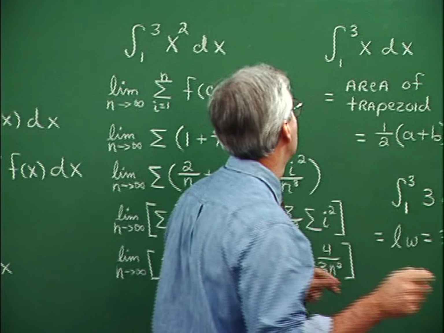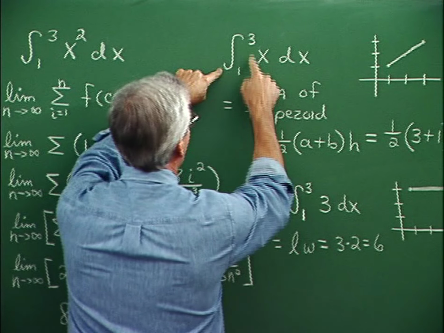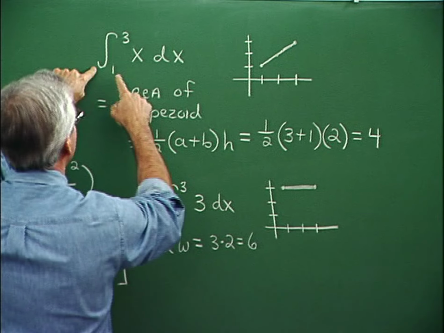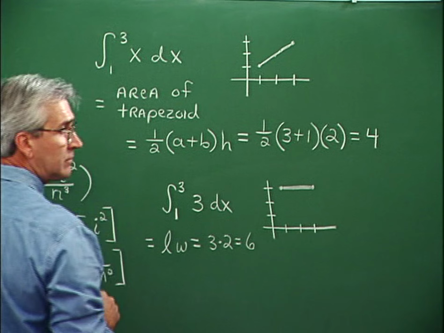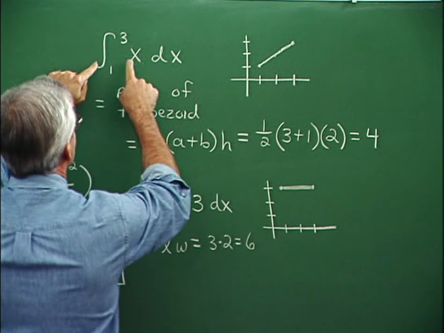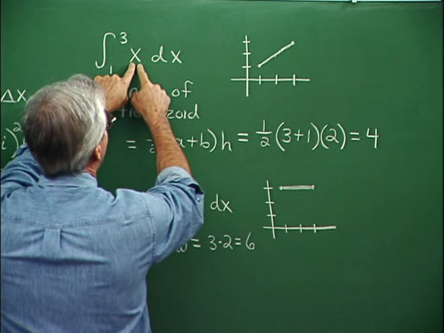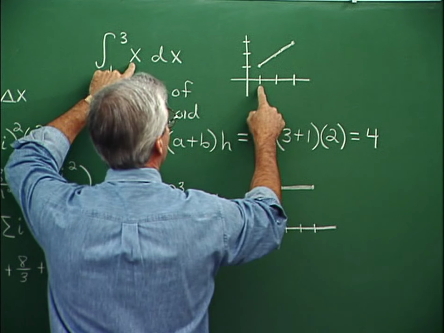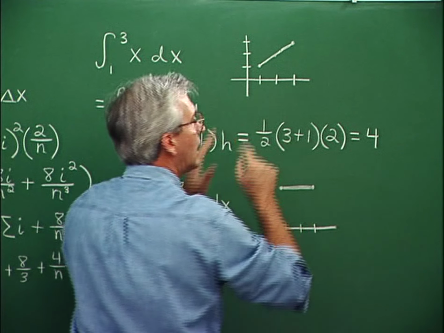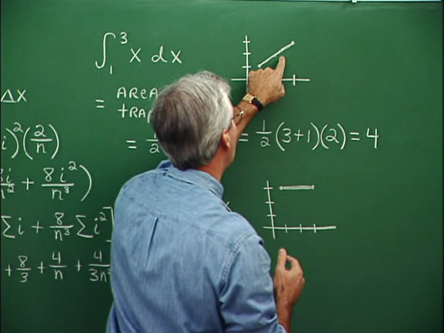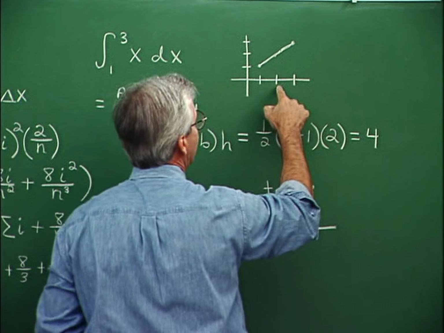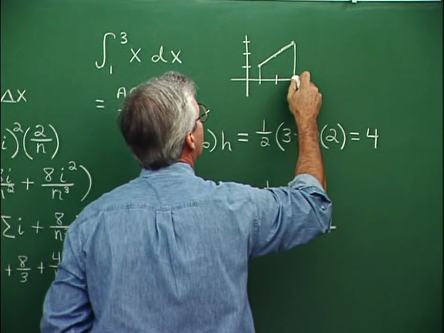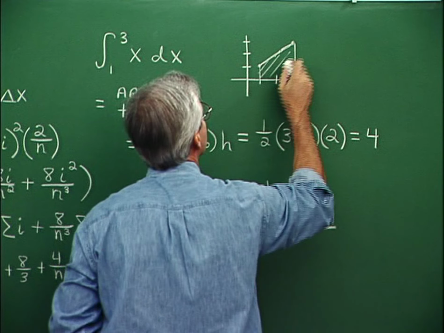Consider this integral. The integral from 1 to 3, now notice we're talking 1 to 3 again, the previous one was also 1 to 3, of x dx. Now, for this integral, the function f of x equals x, within the interval from 1 to 3. So we're talking about the area that's under that graph, or between the graph and the x-axis, and within this interval from 1 to 3. So we're talking about the area of this figure.